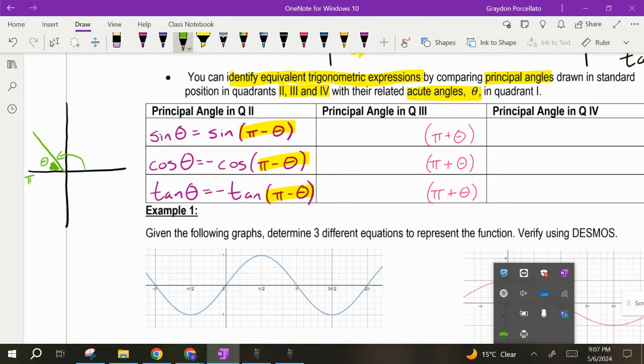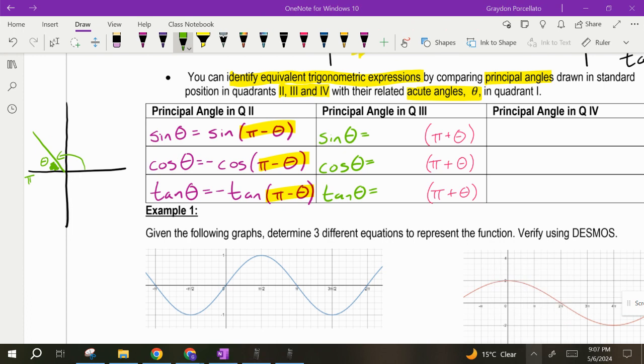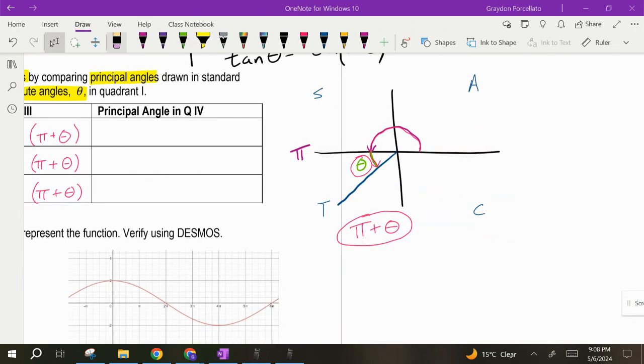Now we're going to write our equivalent trig expressions here. On the left side, we always start with sine theta, cos theta, and tan theta. When we create these equivalent ratios, all we want to know is whether sine is going to be negative or positive in that quadrant. Let's take this back for a minute. We're looking right now at this angle here, which is theta.